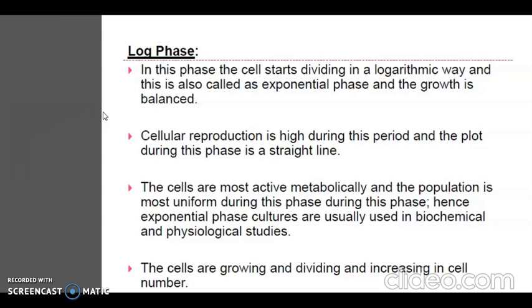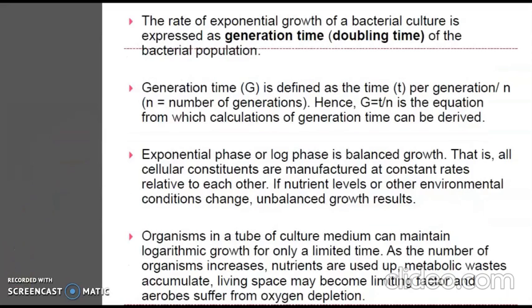Hence, exponential phase cultures are usually used in biochemical and physiological studies. The cells are growing and dividing and increasing in cell number. The rate of exponential growth of a bacterial culture is expressed as generation time or doubling time of the bacterial population. So, the generation time is defined as the time per generation, where n is the number of generations. Hence, G = t/n is the equation from which calculations of generation time can be derived.